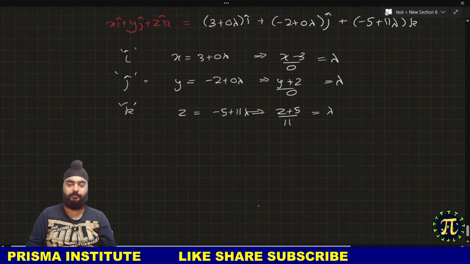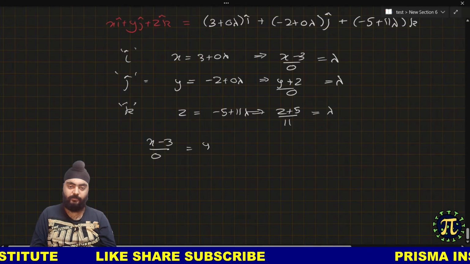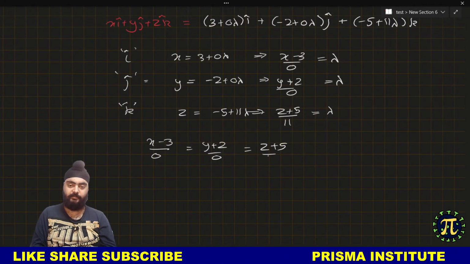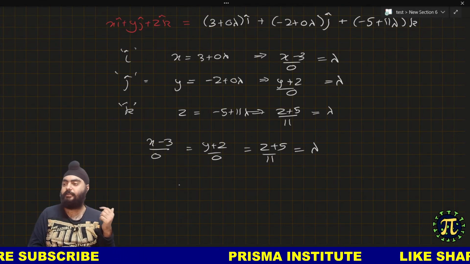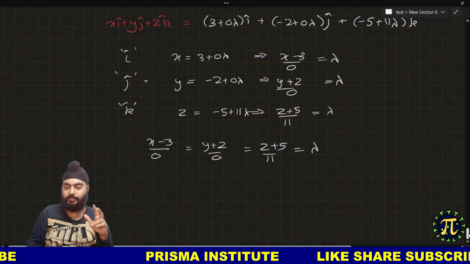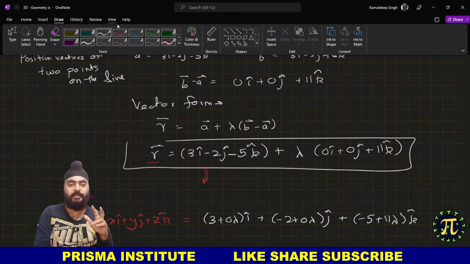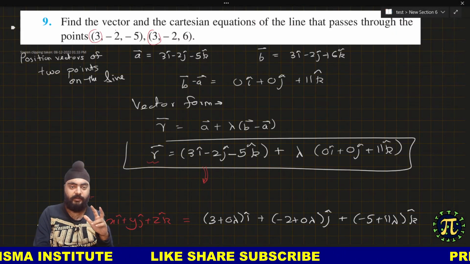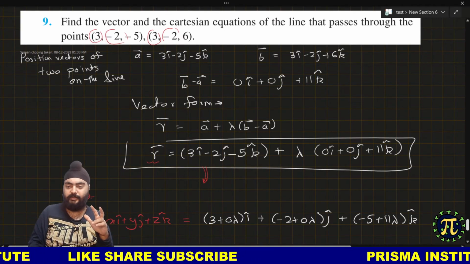So we find x minus 3 by 0 is equal to y plus 2 by 0 is equal to z plus 5 by 11 is equal to lambda, and you will find the same result even if you do x minus x1 upon x2 minus x1, right? क्योंकि x2 और x1 क्या है, यहाँ पे देखो x2 और x1 दोनों के दोनों क्या है, 3 है, राइट? ठीक है, तो divided by x2 minus x1 and y2 minus y1, ये भी 0 आ रहा है, राइट? z2 minus z1 is 11, so that is divided by 11, right?